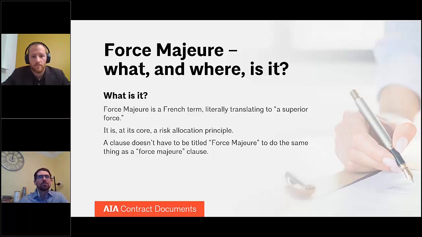One thing to note is that a force majeure clause doesn't have to be titled or labeled force majeure, and it doesn't even actually have to use the term force majeure anywhere to be a force majeure clause, to do the same thing as a force majeure clause does. I'll talk a little bit about that concept within the AIA contract documents framework here in a couple of slides.